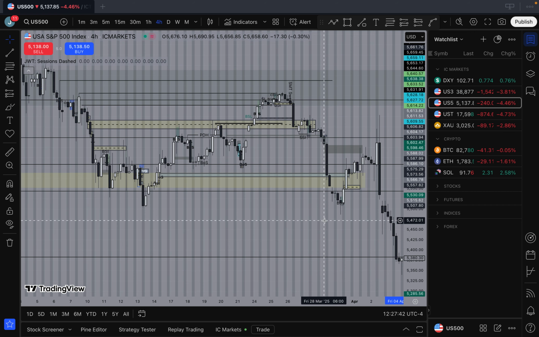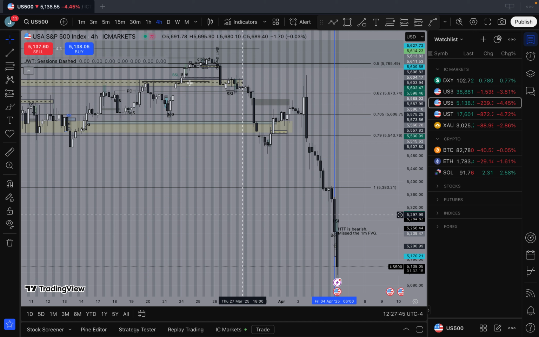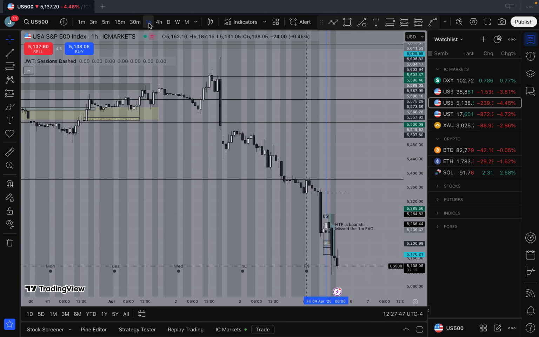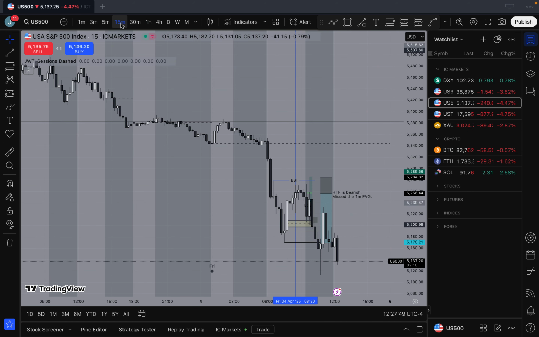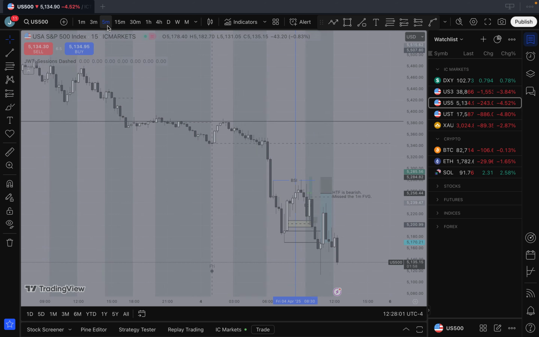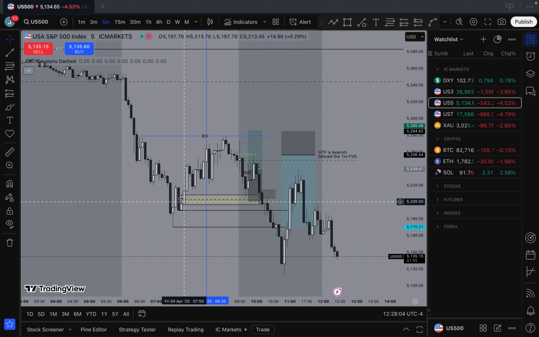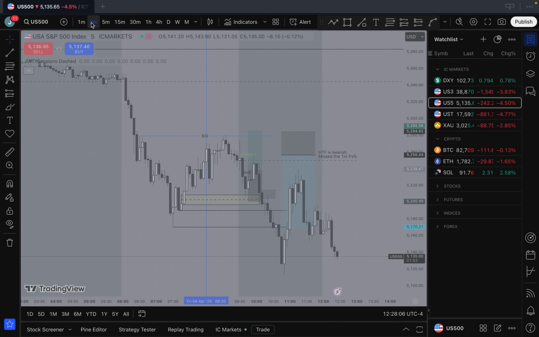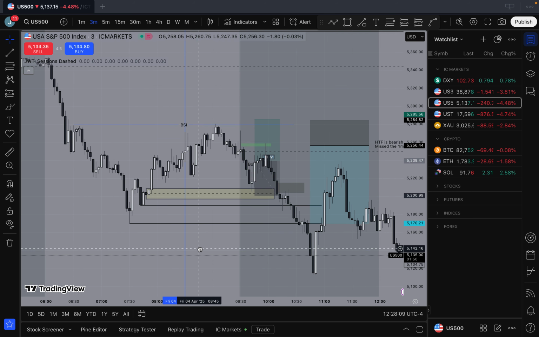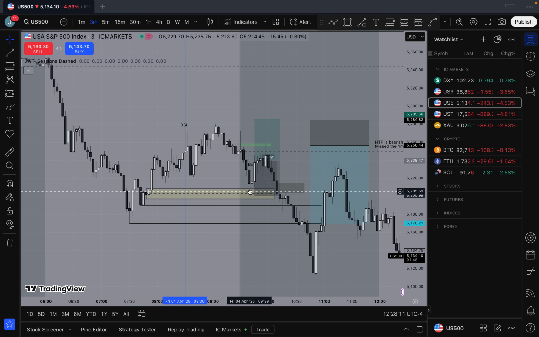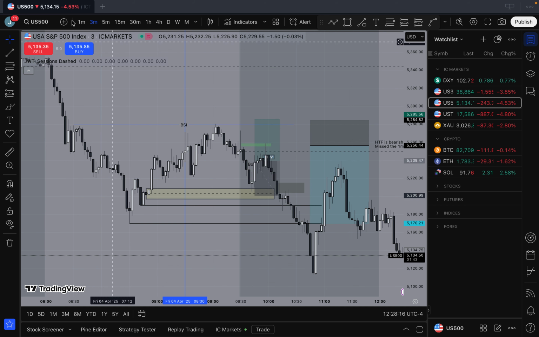Firstly, where do we take out? That's the question. What am I looking for here? Really, the whole play was, this didn't really fill this imbalance at the time, and then coming into London session, we had this breaker block here. I think it's on the 3 minute. Yeah, so we had this here. I was hoping we'd get a nice push. I took this as the breaker structure here, and then entered in.